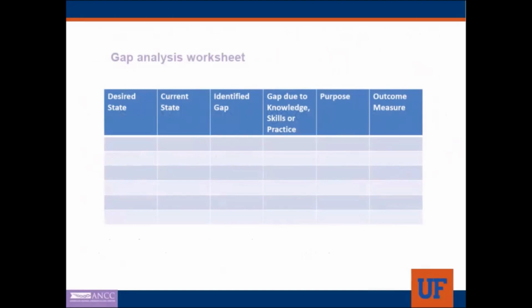This is an example of a gap analysis worksheet. It shows the desired state, the current state, what has been identified as the gap, and is the gap due to a lack of knowledge, lack of skills, or an inability to show or to do? What's the purpose of identifying this particular gap and improving it? And what is the outcome measure that will demonstrate we've achieved or closed that gap?